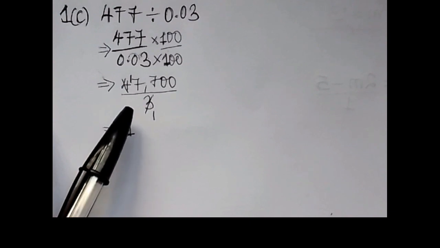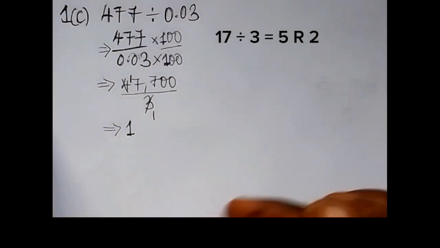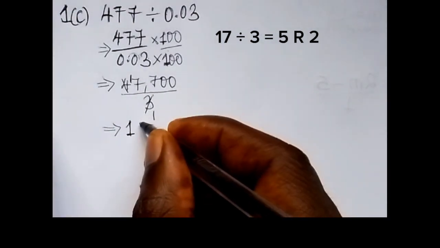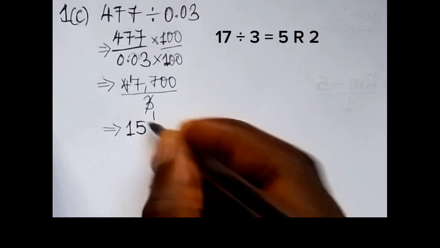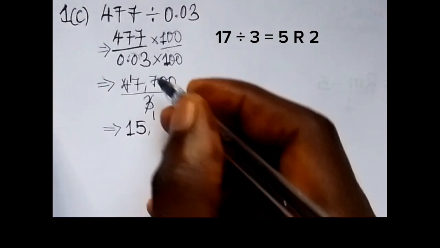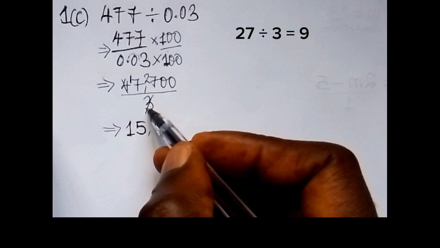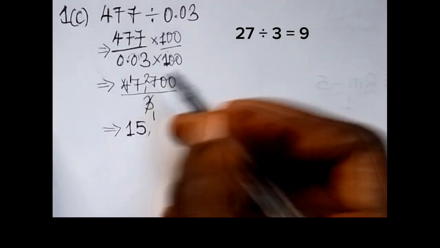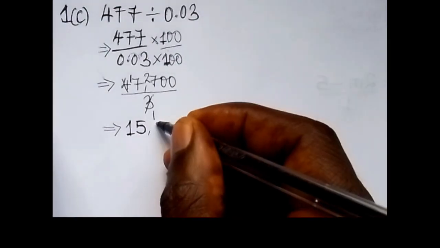So now if we again divide 3 into 17, that just goes there 5 times, leaving a remainder of 2. So again 3 into 27, that just goes into 27 9 times.